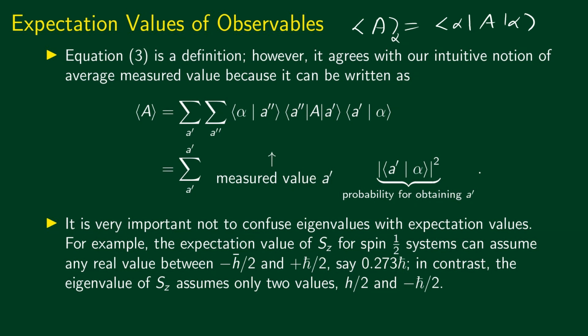Right, because it can be written like this. You will see that this A prime should appear here, sum over A prime multiplied by the probability. This is exactly the average measured value, and that's what we calculate by this expression.